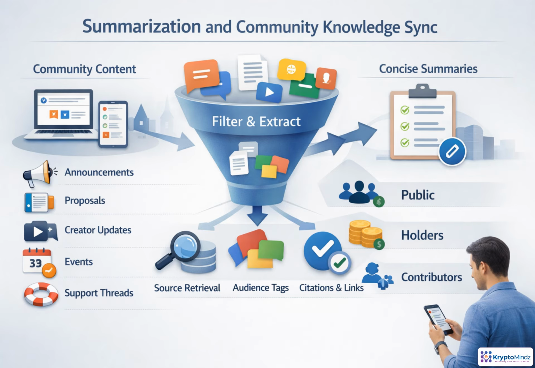Fast-moving communities produce more information than any member can track. A useful agent turns that stream into a trusted update pipeline. It collects announcements, proposals, creator posts, events, and support threads. Then it filters noise, retrieves approved sources, and summarizes only what matters. Each summary is tagged for the right audience, such as public members, holders, contributors, or moderators. Citations and links make the answer verifiable, so convenience does not replace trust.